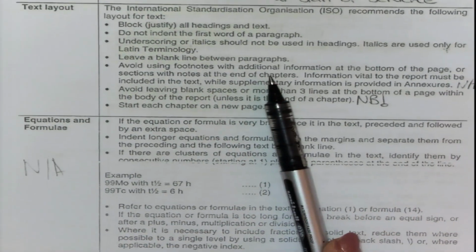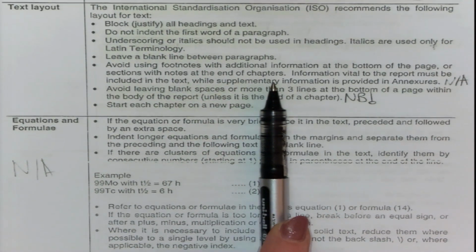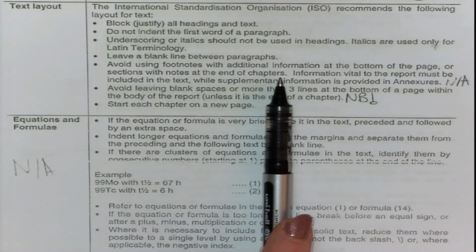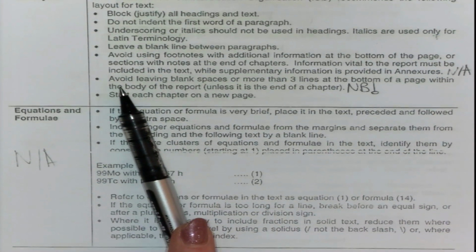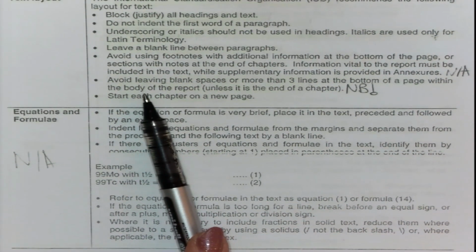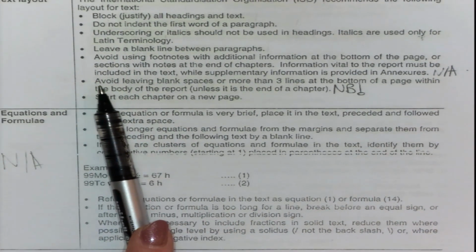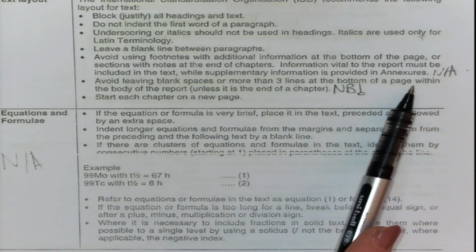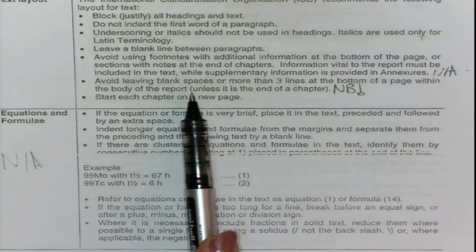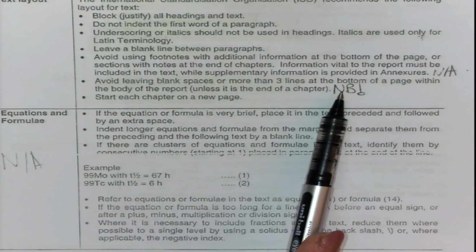Then we are not using footnotes. We should avoid it. In legal sciences, they are using a lot of footnotes, but that is part of the subject content. So the rest. Then avoid, and this one I want to kill students some days. Avoid leaving blank spaces more than 3 lines at the bottom of a page within the body of a report, unless it's at the end of a chapter.